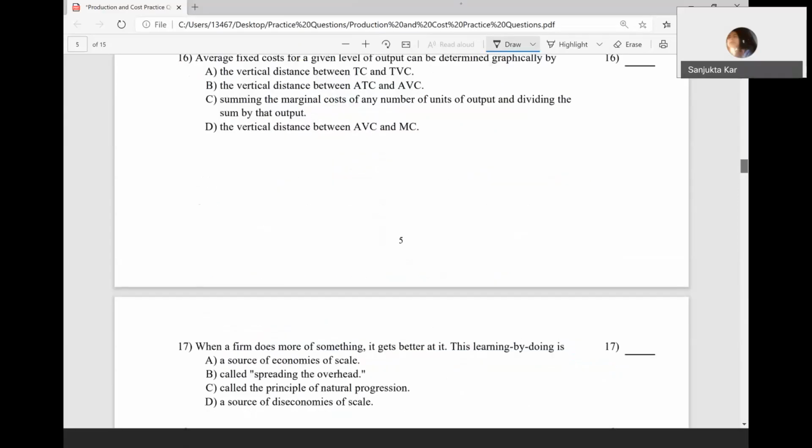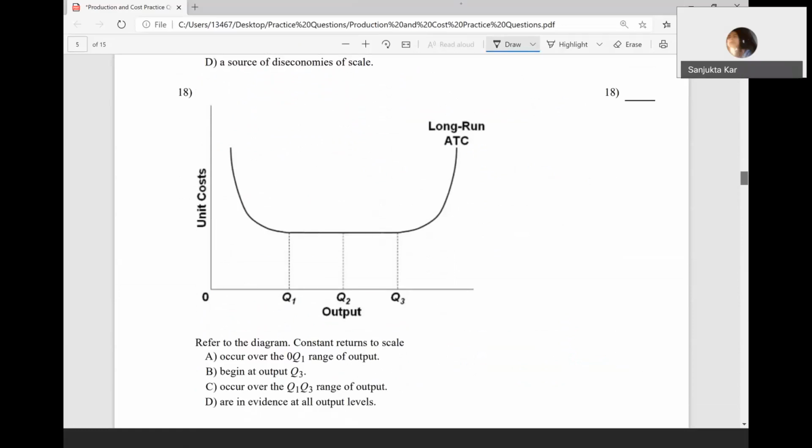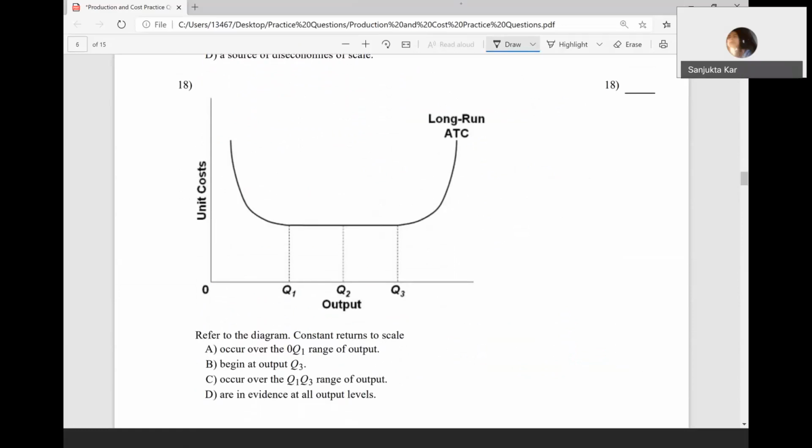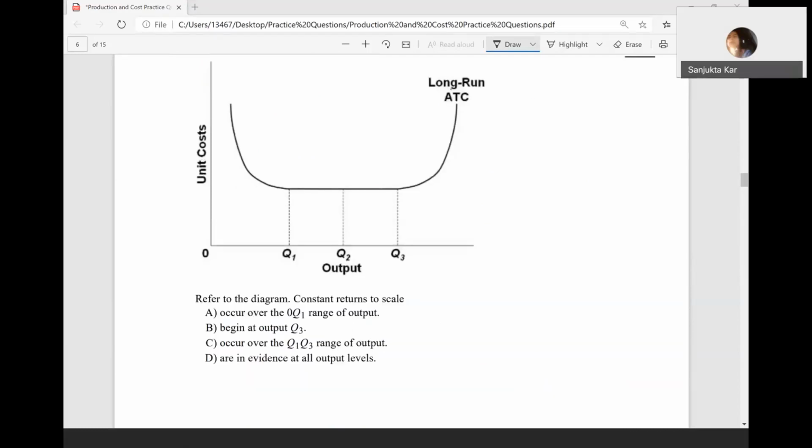Now let me go down here to question number 18. They're asking about the constant returns to scale. So the answer to this question is the constant returns to scale. Let me just go and explain a bunch of things. So I have output on the horizontal axis and it says unit costs on the vertical axis.